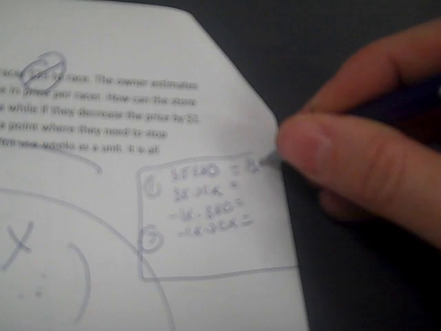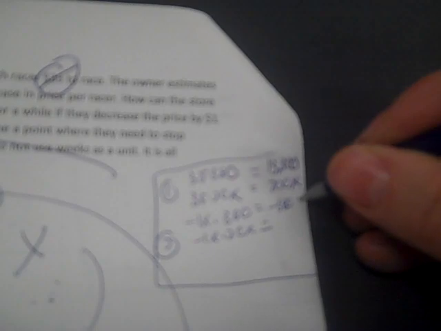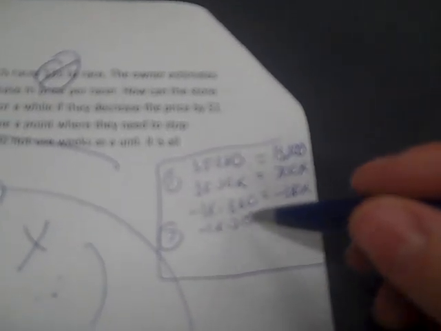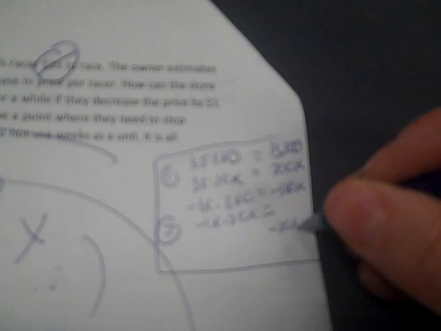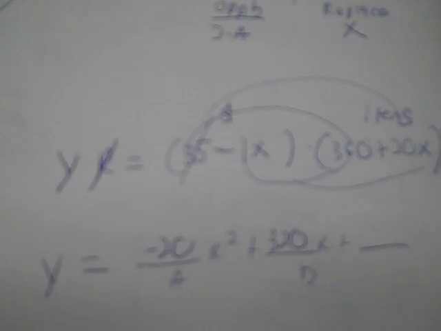35 times 380 is 13,300. 35 times 20x is 700x. Negative 1x times 380 is negative 380x. And negative 1x times 20x is negative 20x to the power of 2. Okay? Because it's x times x. Negative 20 is your A. To find your B, you can combine like terms with the 700 and the negative 380. That's 320. And then finally, we have our 13,300.